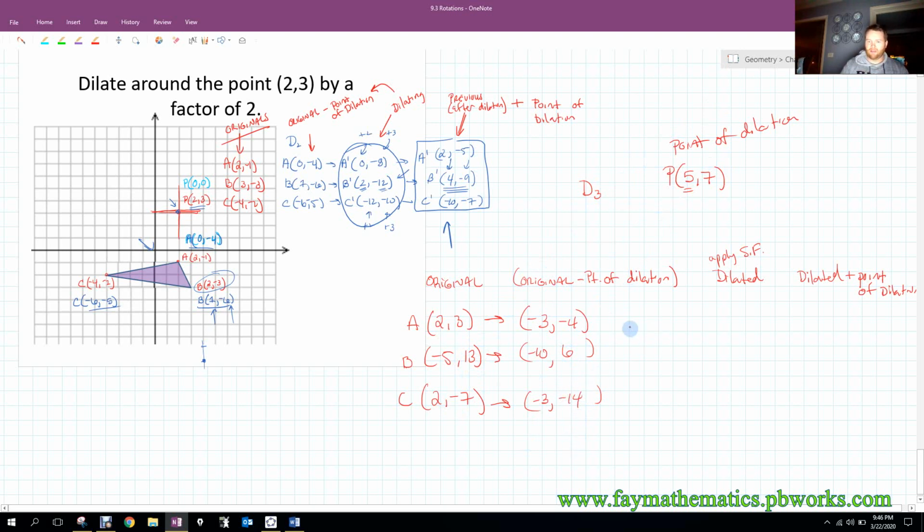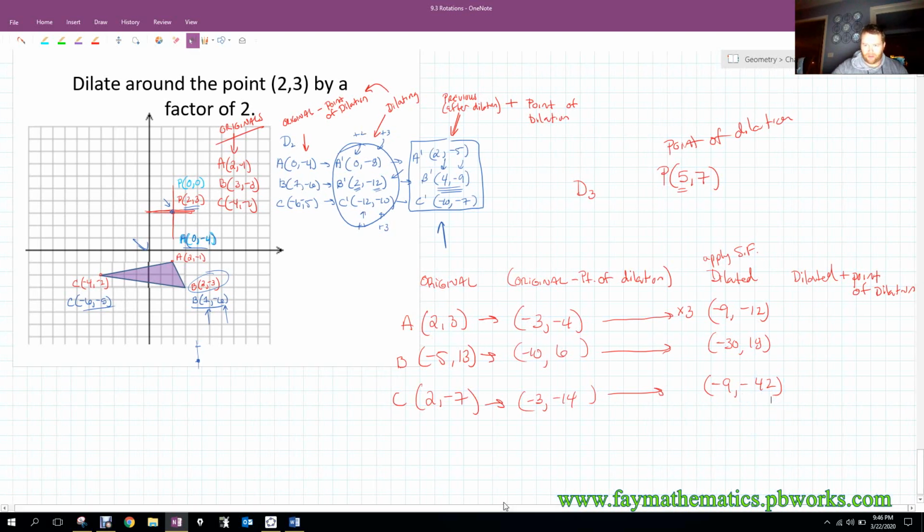Now we're actually going to do our scale factor. So this is the time that we're going to actually multiply by 3. We take the previous point and multiply by 3. So it gives me negative 9, negative 12. This is going to be negative 30, 18. And this one's going to be negative 9, negative 42.